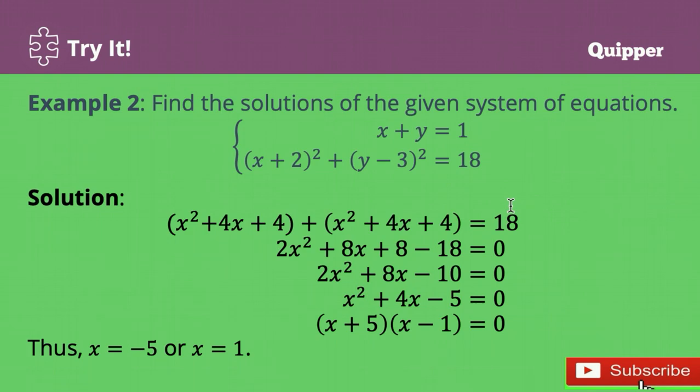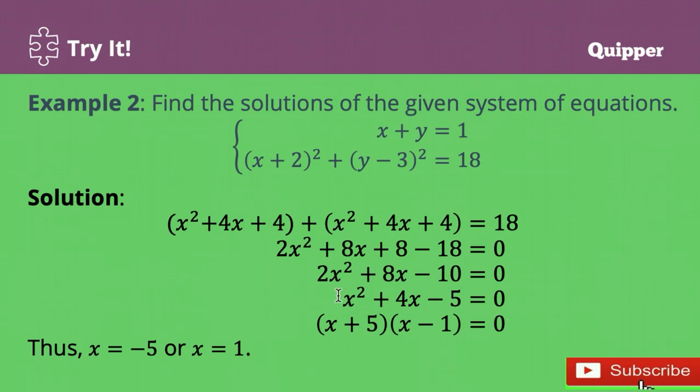Then transpose this positive 18 to the left side, it becomes negative 18. Then equate it to 0. 2x squared plus 8x, 8 minus 18 is negative 10, is equal to 0. As you can see, the terms on the left side can be divided by 2. That is the common factor. So we'll divide both sides of the equation by 2. Now we have x squared plus 4x minus 5 is equal to 0.